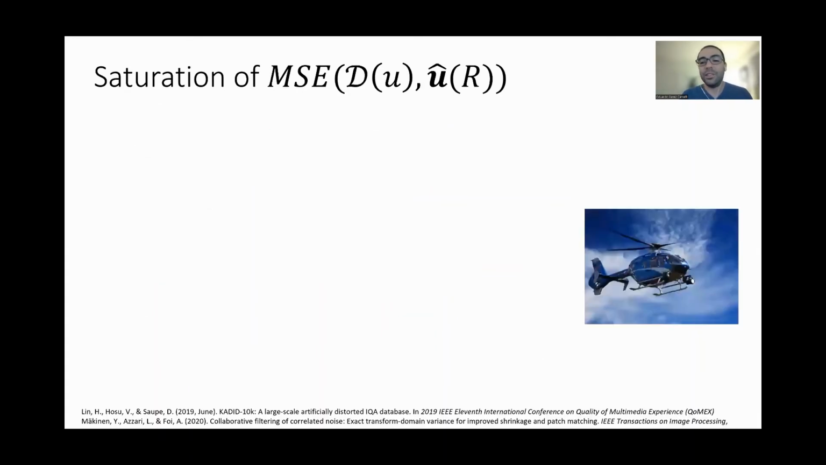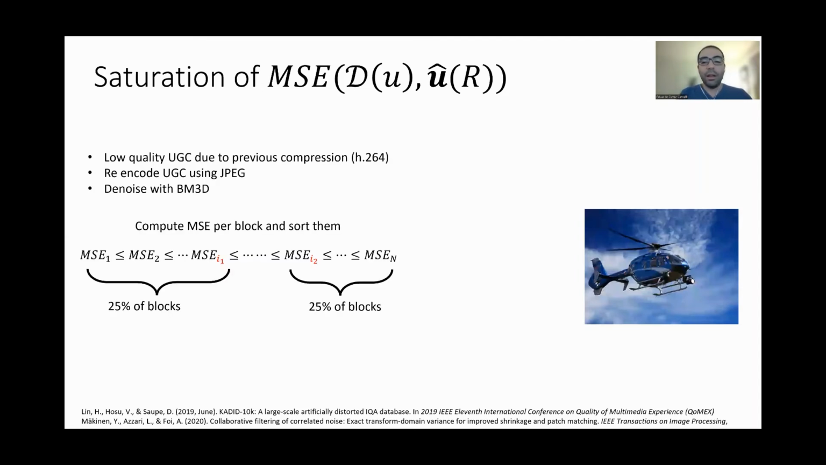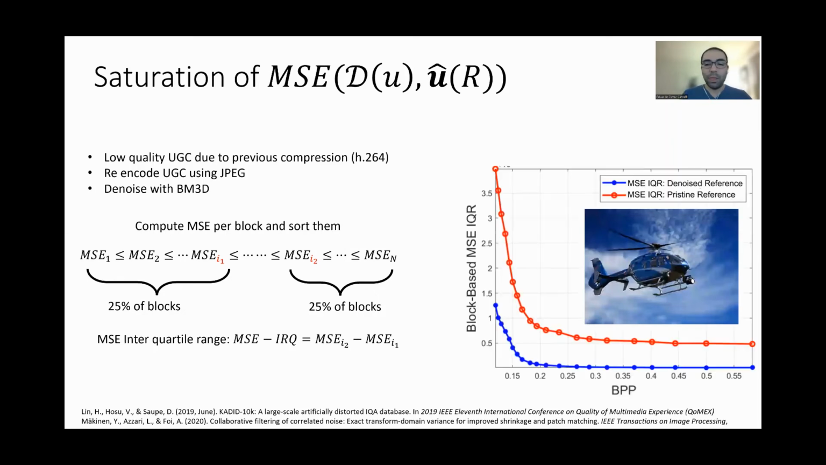This denoised UGC saturates. So we show an experiment here where we generate a synthetic UGC using a compression algorithm. We re-encode it using JPEG, and as denoiser, we use BM3D. We compute the mean square error for each block, and we discard the largest 25% and the smallest 25%, and we use the MSE interquartile range, which is a robust measure of error.